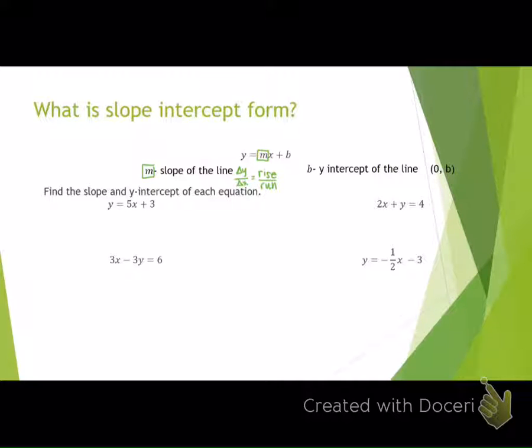And b is the y-intercept, which is 0, comma b. Remember, for the y-intercept, x is always 0.